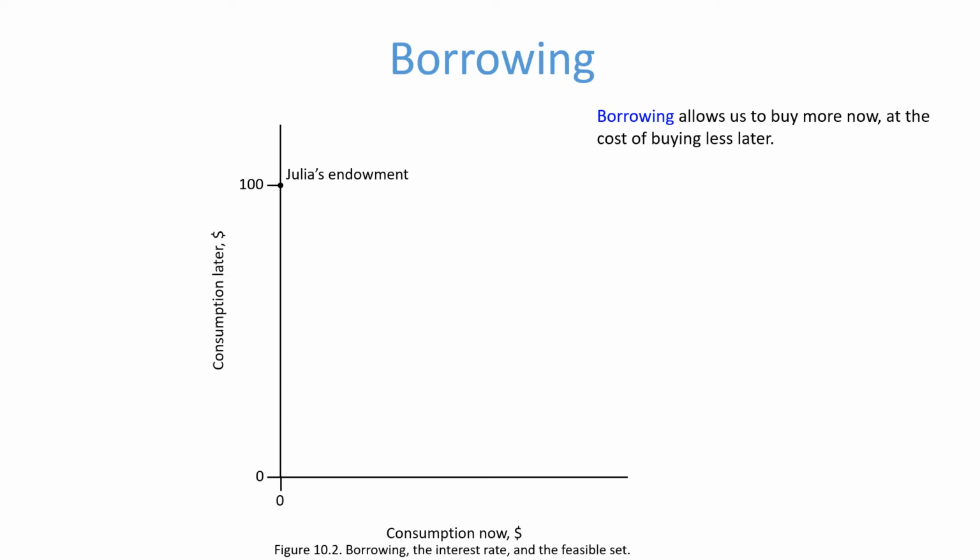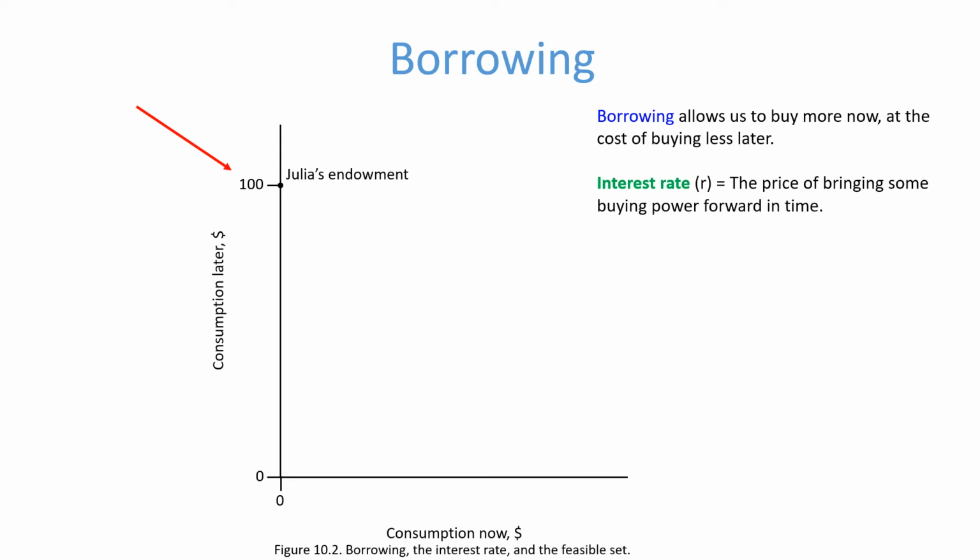This figure will illustrate this for Julia. Assume she would like to consume now, but she doesn't have any money for this. In the next period, later, she will have $100, which is denoted on the y-axis as her endowment then. Let's also assume she can borrow money at the interest rate of 10%, which is the price of bringing some buying power forward in time.